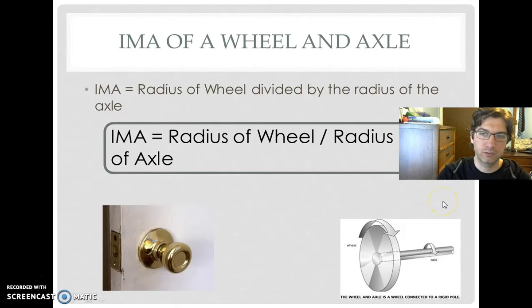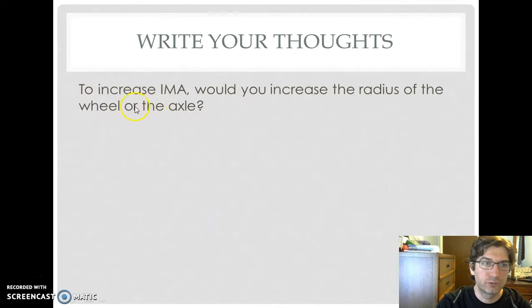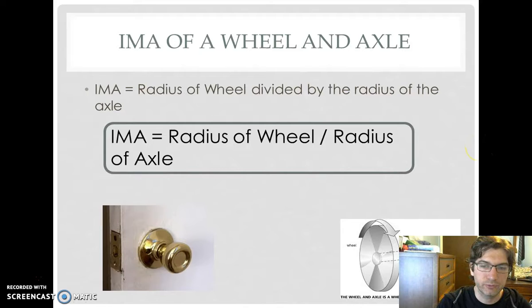Your ideal mechanical advantage here is just the ratio of your radii. So the radius of the wheel divided by the radius of the axle. So to increase the ideal mechanical advantage, would I increase the radius of the wheel or the radius of the axle? Again, if I want this number to go up, then I want to increase my numerator.